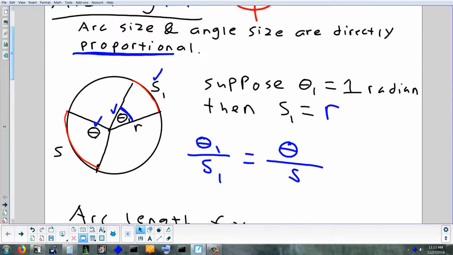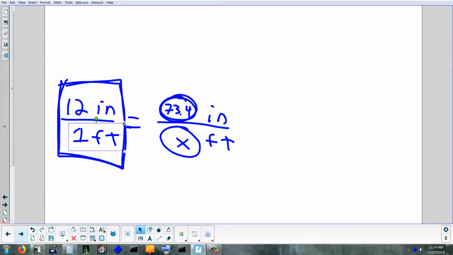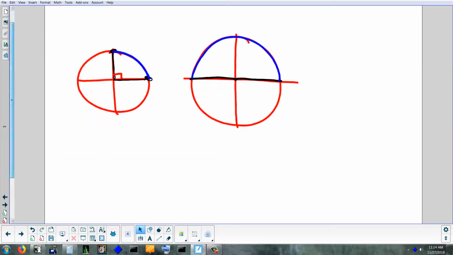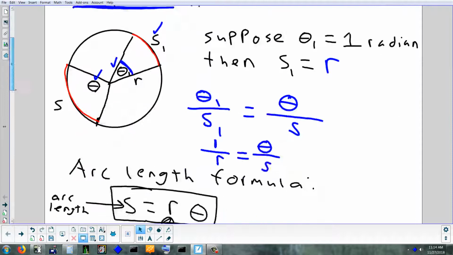What we just said. If theta 1 is 1, then that automatically makes the arc R. Just like if you say 12 inches on the top, it automatically makes the bottom 1 foot. Why? That's just a definition. That's the way it works. And on the other side, that's where your variables would be. That's where you would plug in some other stuff they would give you in the problem. But for now, we don't have anything else, so we just leave it.